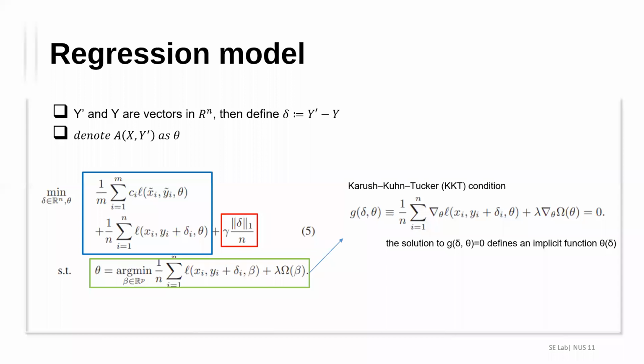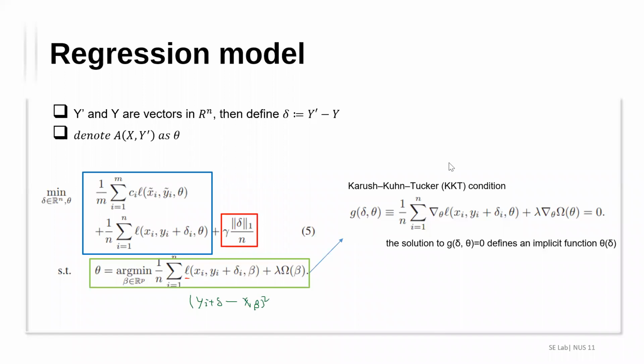And what is the loss function? Sorry, what is this loss function? The loss function of this regression model. So what does this error mean? Oh, sorry. Will you please go back to the previous slide? The L is just y plus delta minus, let me see, I think it's x times beta. So beta. It's a regression model.